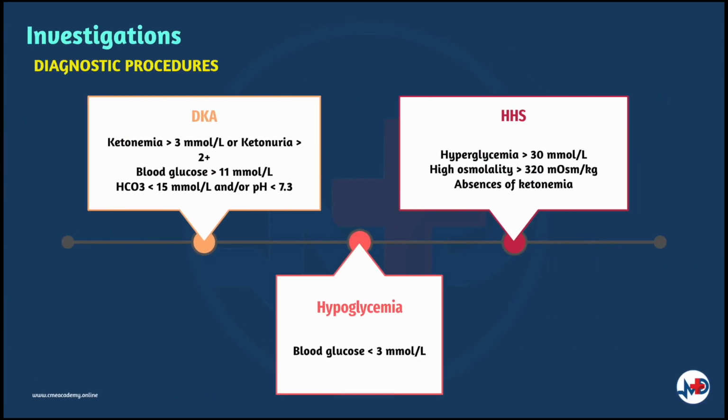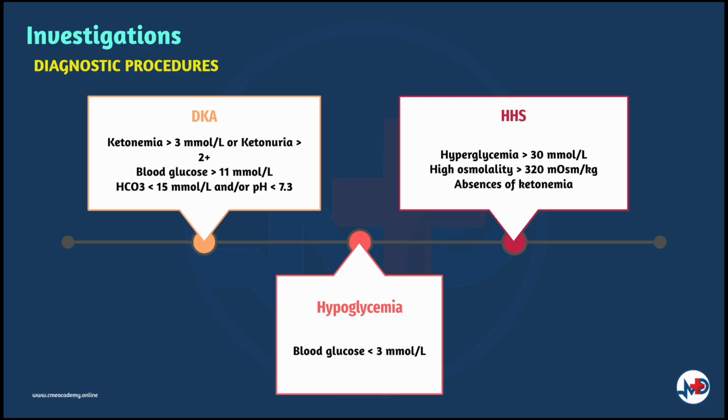Now, a diagnosis of hypoglycemia, DKA, and HHS state can be made when a few parameters have been reached. For hypoglycemia, this would be plasma glucose concentration of less than 3 millimoles per liter. In the case of diabetic ketoacidosis, there needs to be ketonemia of 3 millimoles per liter and over or significant ketonuria of more than 2 plus on standard urine sticks. Additionally, there needs to be a blood glucose level of more than 11 millimoles per liter or a known history of diabetes mellitus. And lastly, the venous bicarbonate levels should be less than 15 millimoles per liter and/or a venous pH of less than 7.3.